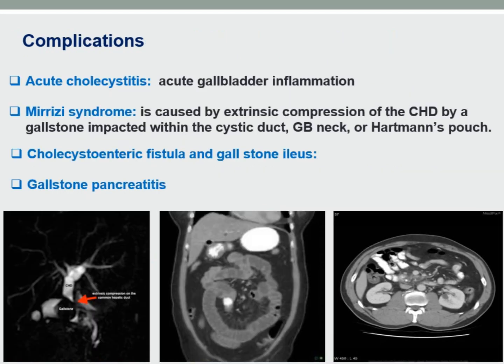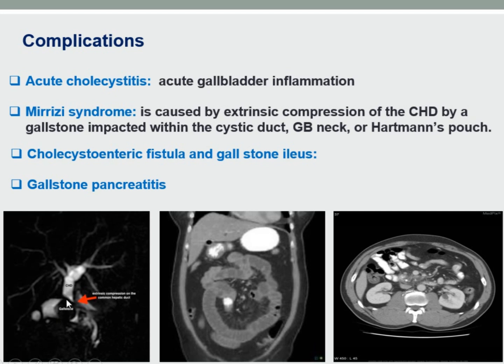The first complication of gallstones is acute cholecystitis, acute gallbladder wall inflammation. Later I'll talk in detail in the next slide. And Mirizzi's syndrome. Mirizzi's syndrome is caused by extrinsic compression of the common hepatic duct by the stone, whether it's impacted in the neck, in the cystic duct, or in Hartmann's pouch. There will be dilatation of the common hepatic duct, like in this MRCP view, and the stone is in the cystic duct here. This is the stone. Okay.